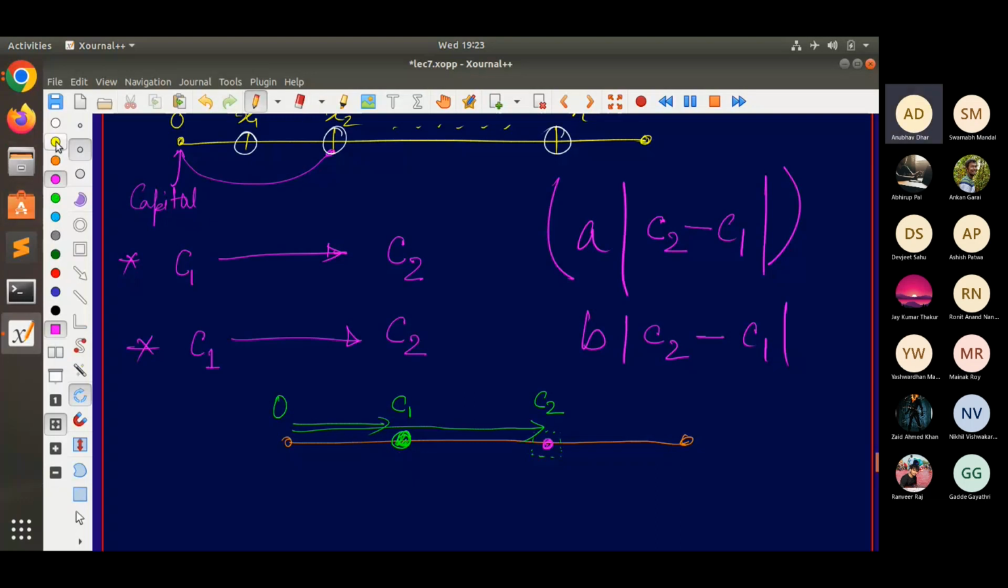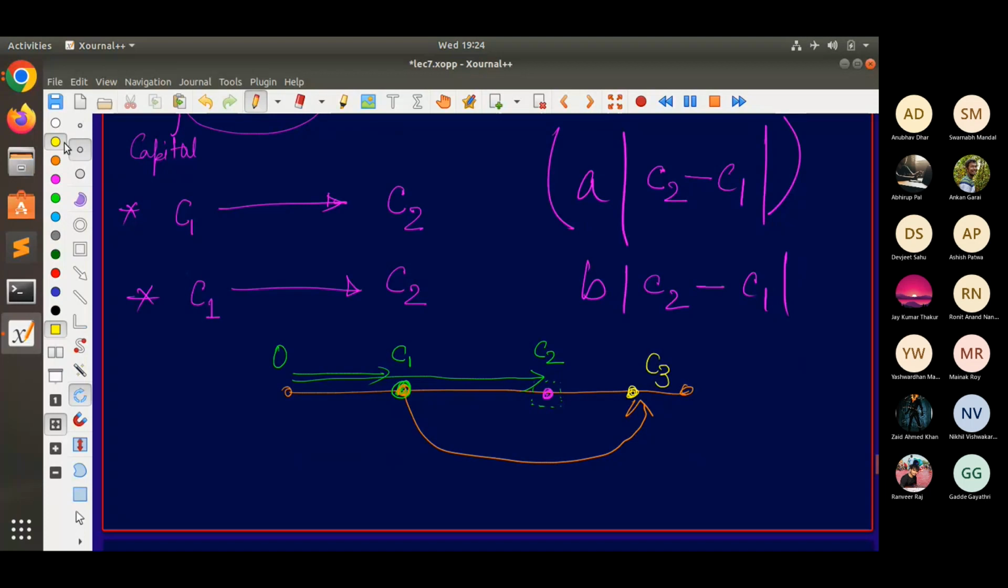Now the emperor also has this particular privilege of moving the capital to an already conquered land. So let's say this C3 was already conquered, and the emperor wanted to shift his capital from C1 to C3. I'm bad at drawing arrows. Yeah, so from C1 to C3, he needs to pay this amount of cost. So if the emperor wants to move from C1 to C3, where C3 was already conquered previously, then he has to pay this cost of C3 minus C1 times B.